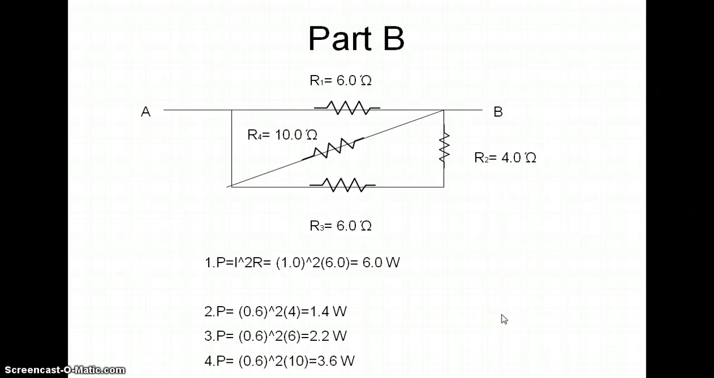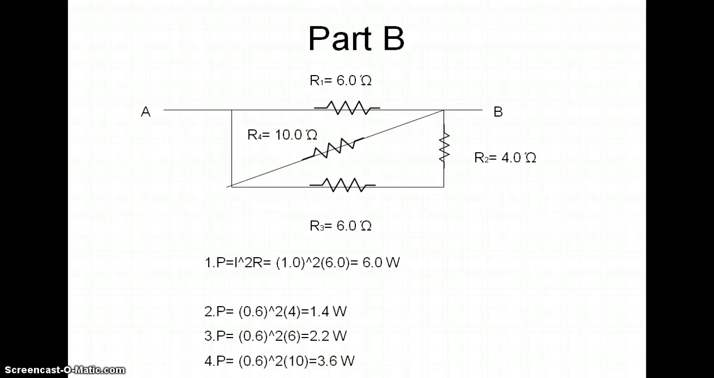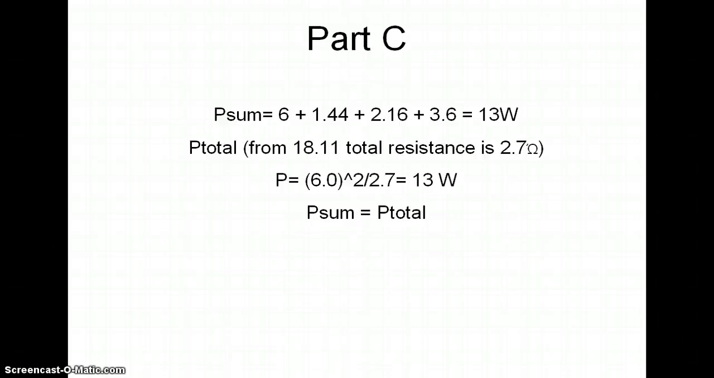Now for part C, we need to find the sum of the powers and how it compares to the total power. For the sum of the powers, we just simply add all the powers we got from part B, and we get the answer to be 13 watts. Now for the power of the total, we know that the resistance is 2.7 ohms from problem 18.11, and so we just plug that into the power formula, and we get 6.0 squared divided by 2.7 equals 13 watts. And as you can see, the power of the sum equals the power of the total.